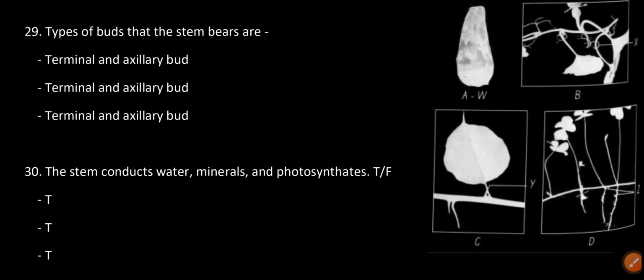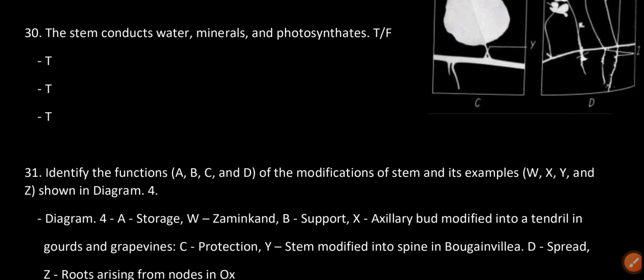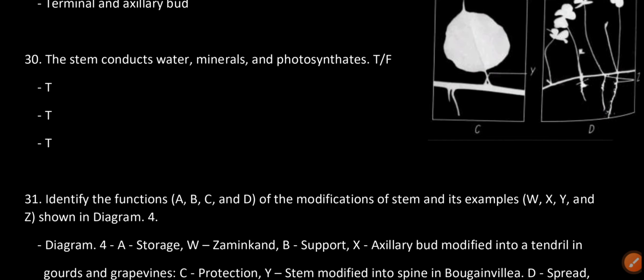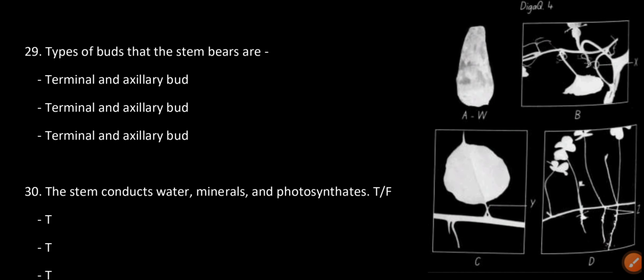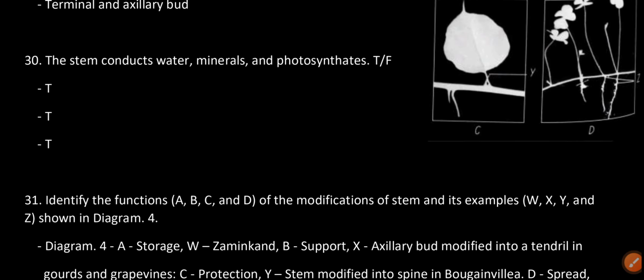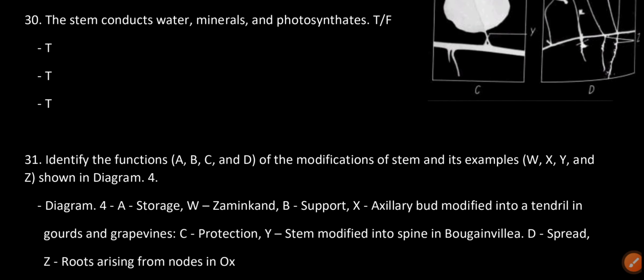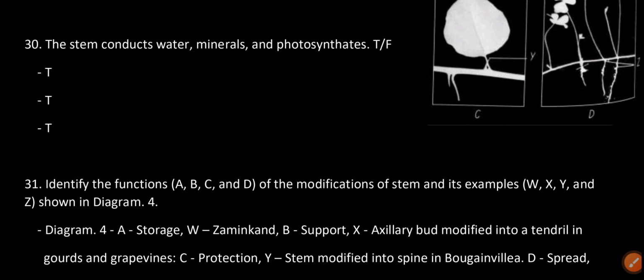A is storage, W is Zamin Kand. B is support. X is axillary bud modified into a tendril in gourds and grapevines. C is protection, and Y is stem modified into spine in bougainvillea. The function is protection.